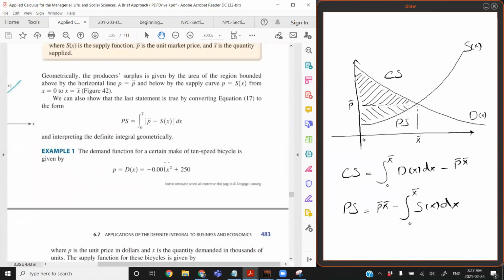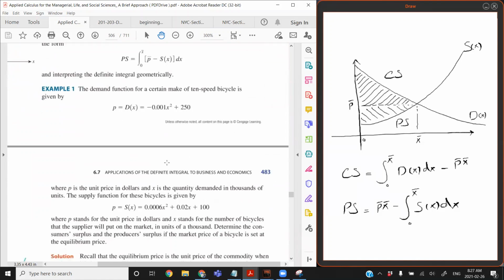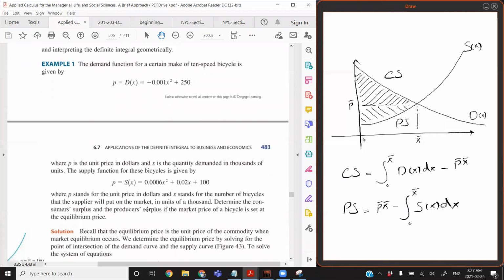Okay, then let's look at this example here. Example 1. The demand function for a certain make of ten-speed bicycle is given by this. So we have the given demand function, where P is the unit price in dollars and X is the quantity demanded in thousands of units. So X is in thousands of units and P is in dollars. The supply function for the same product is given by this other curve.